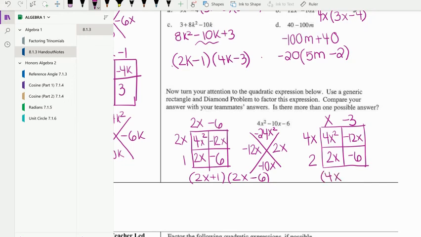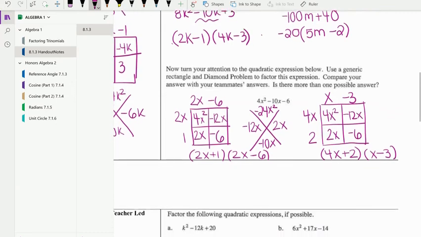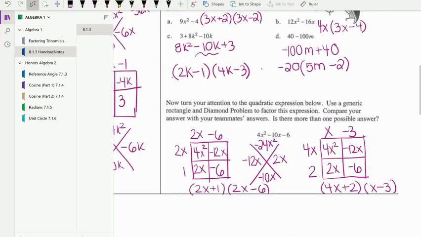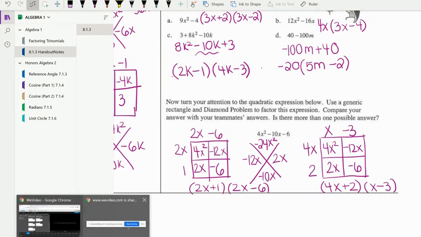So what's happening here is that we're actually getting two different answers. So we got 2x plus 1 and 2x minus 6, and then we got 4x plus 2 and x minus 3, but they're both actually correct. So we're going to talk about that in the next video.